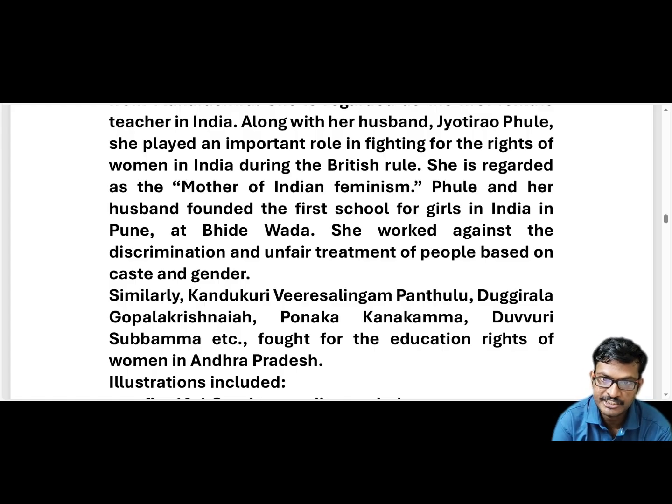There is a picture in your textbook showing the gender equality symbol, figure 12.1, and a photo of Savitribai Phule. You will be able to see these pictures in your textbook. This is all about this topic. In the next video, we will continue the lesson.